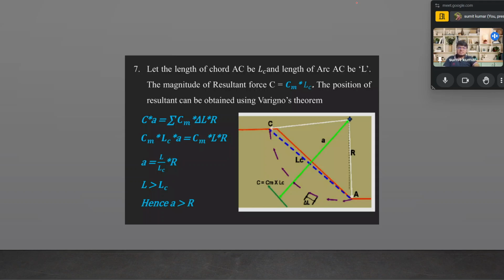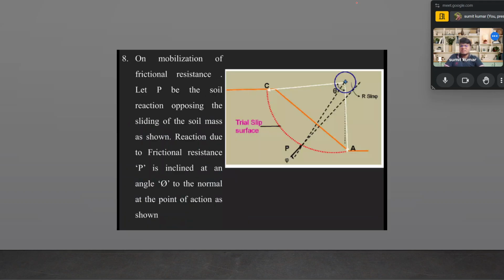The position of the resultant can be obtained using the Varignon theorem, which is stated over here. The calculations are mentioned here. Now, on mobilization of the frictional resistance, let P be the soil reaction opposing the sliding of the soil mass as shown, and the reaction due to the frictional resistance P is inclined at an angle theta to the normal at the point of action as shown.